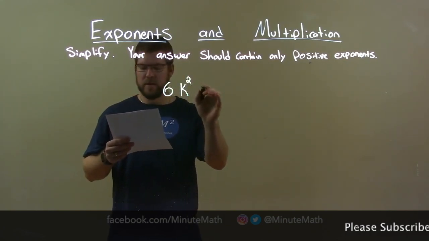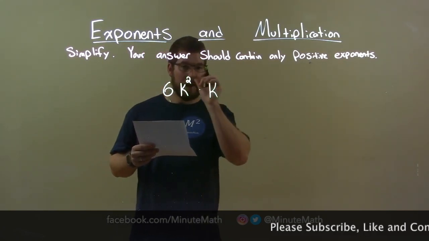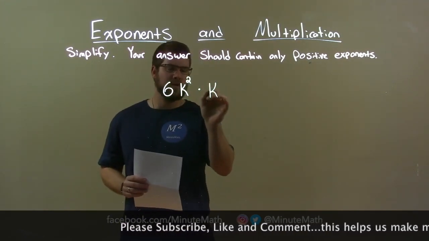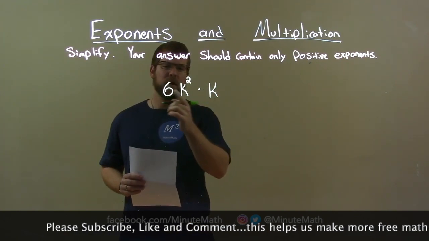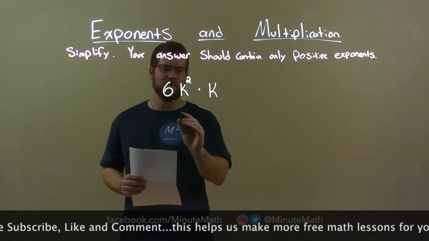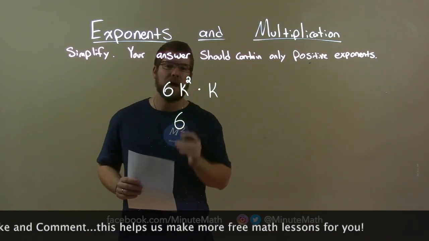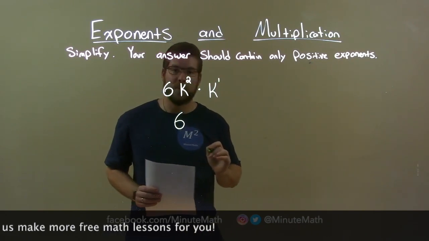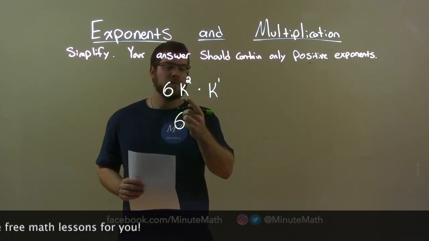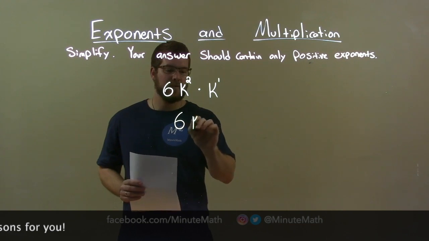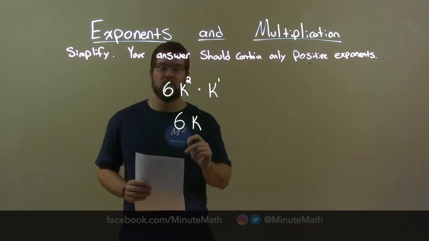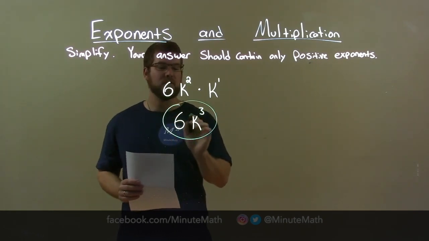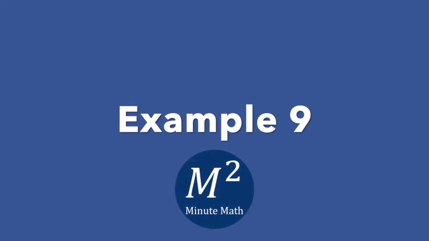6k squared times k. Well, when we multiply these together, the coefficient in front of the second k is just a 1. We multiply the coefficients first. 6 times 1 is just a 6. Now we look at the variables. Well, k by itself here is really k to the 1st power. When we multiply variables in the same base here, we keep that base of a k, but we can add the exponents. 2 plus 1 is 3, and so now my final answer is just 6k cubed.